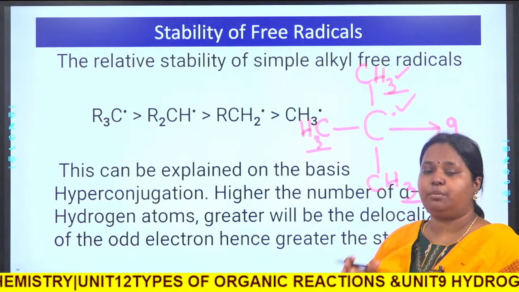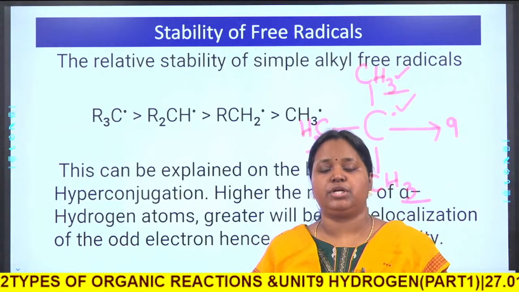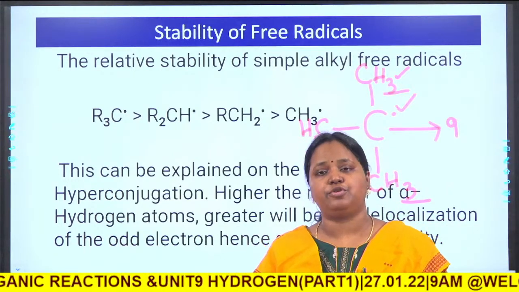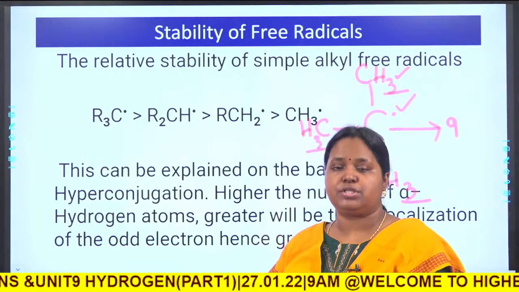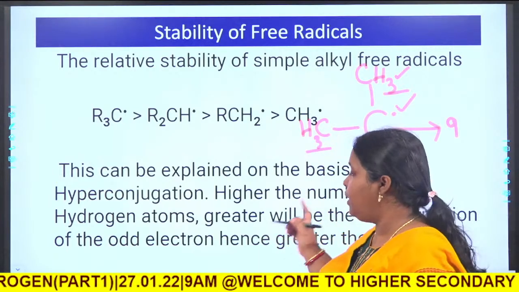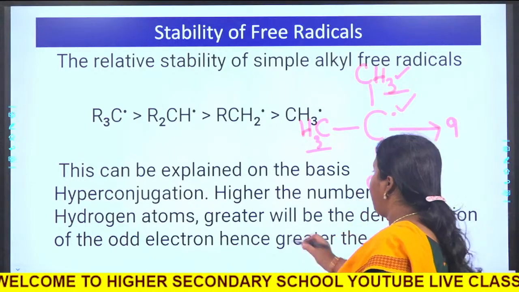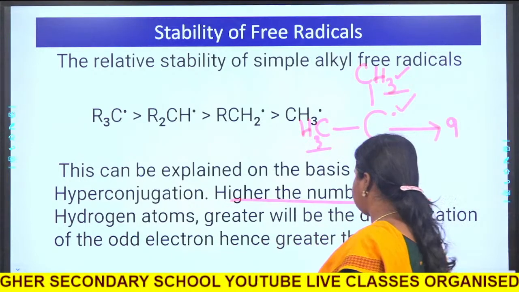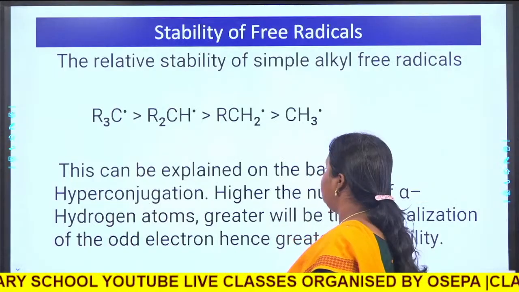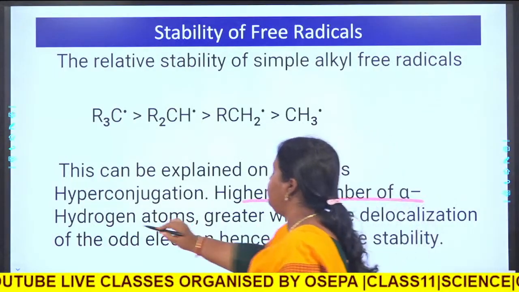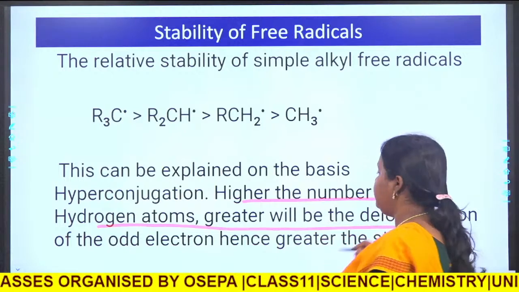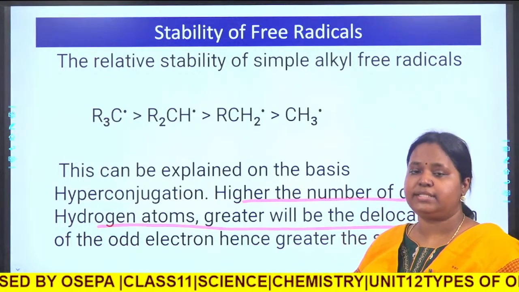So, more is the number of hyperconjugating structures, more is the stability. Now, more is the number of alpha hydrogens, and we have discussed it in detail in the hyperconjugation part. Higher the number of alpha hydrogen atoms, greater will be the delocalization, the reason is the same.